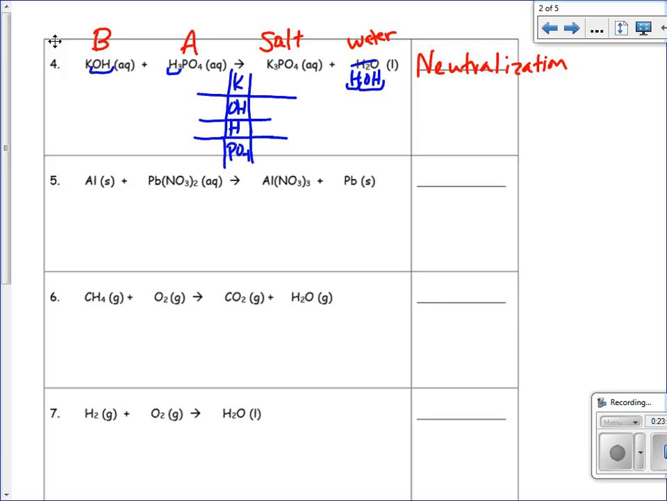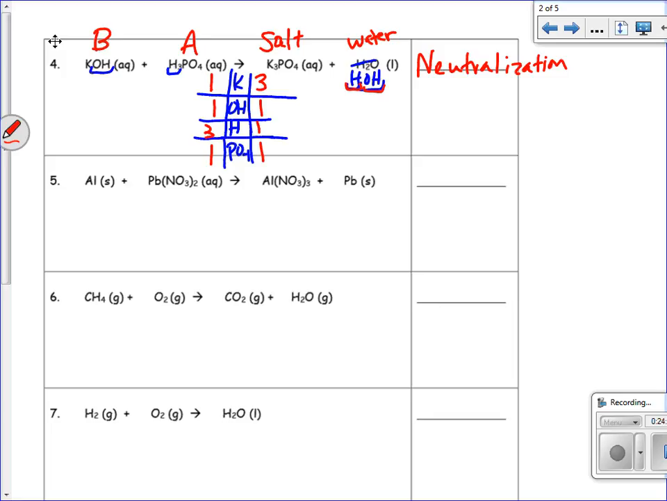Now let's start doing our tallies. On the reactant side, what do we have? 1 K, 1 OH. How many H's though? 3, and how many PO4s? 1, because there's no parentheses. I know it's a 1. Over here, how many Ks? 3 Ks, 1 phosphate, 1 H, because we're treating this as a group, and 1 OH, because we're treating that as a group. Right? 2 separate groups.